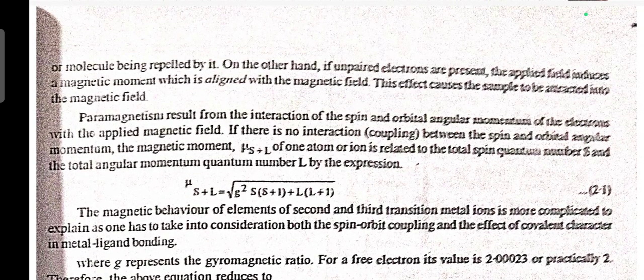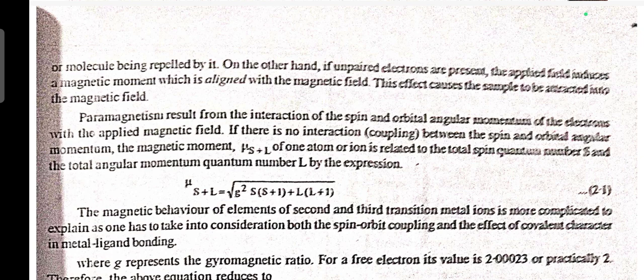On the other hand, if unpaired electrons are present, the applied field induces a magnetic moment which is aligned with the magnetic field. This effect causes the sample to be attracted into the magnetic field. Paramagnetism results from the interaction of spin and orbital angular momentum of the electrons with the applied magnetic field.